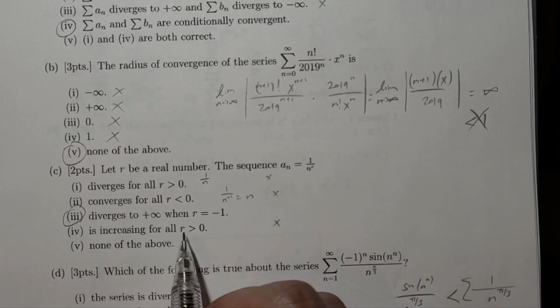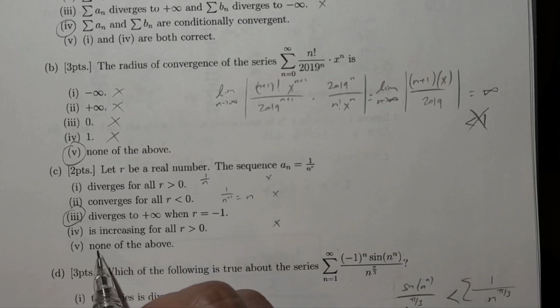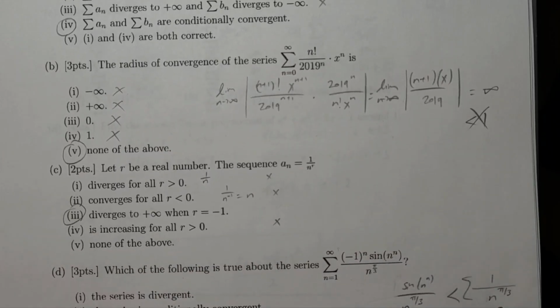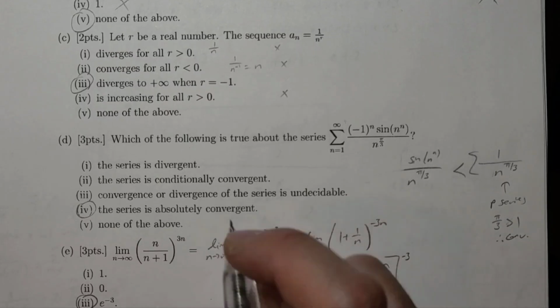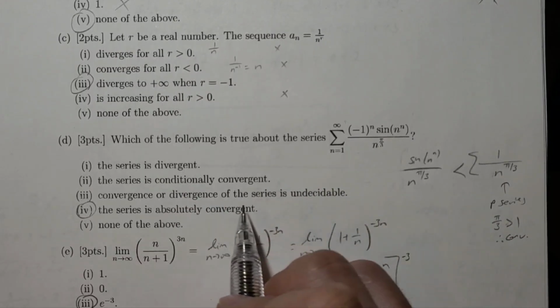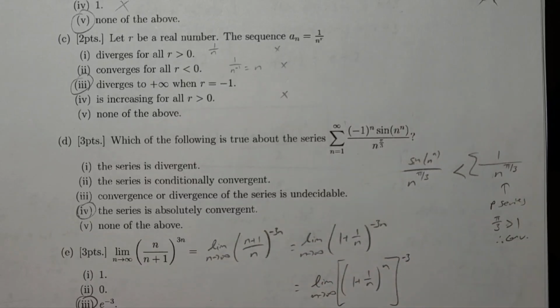Is it increasing for all r greater than 0? Well, this one, clearly, as n gets bigger, the value 1 over n gets smaller and it approaches 0. So not true, and it's not none of the above because 3 is true. Okay? Which of the following is true about this series? Is it convergent, divergent, conditionally convergent, absolutely convergent, or you can't decide it, or none of the above?